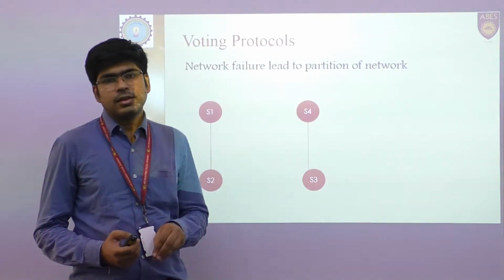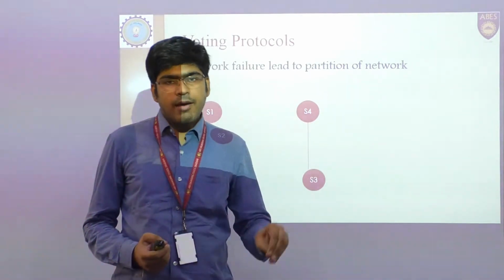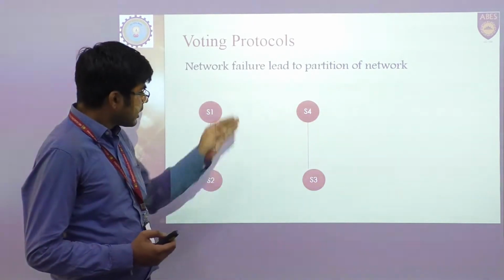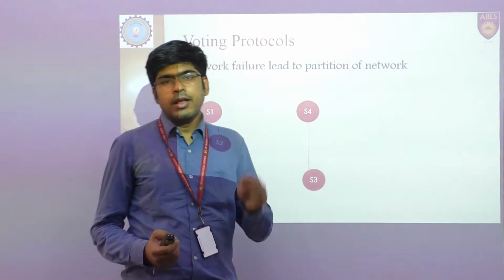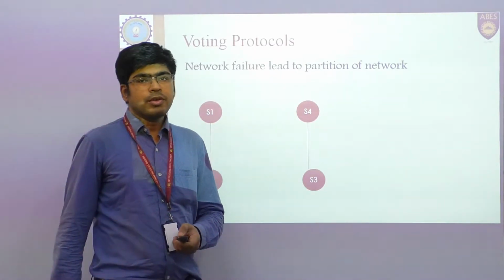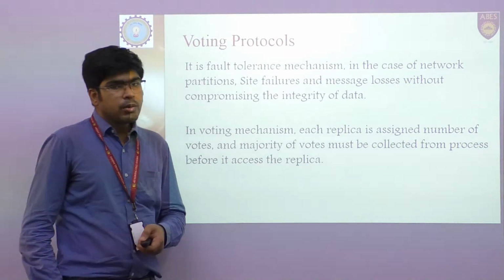In a fault tolerant network, there should be availability of resources, and we can see that S1 and S2, or S3 and S4, are still available and they can perform the work. This can be solved with the help of protocols, which we call voting protocols.